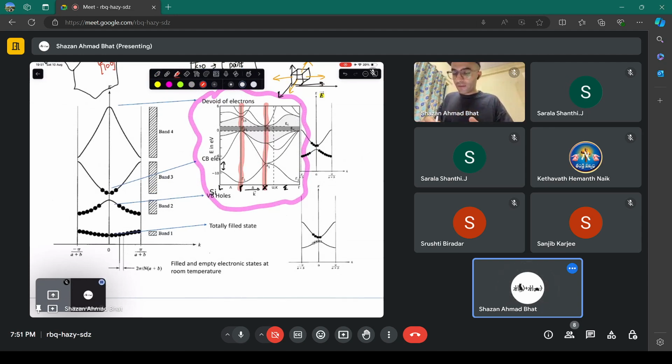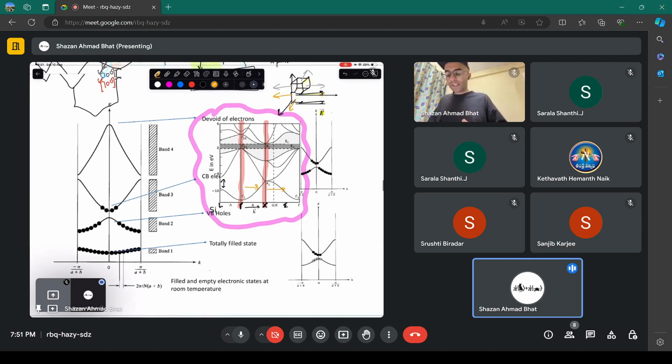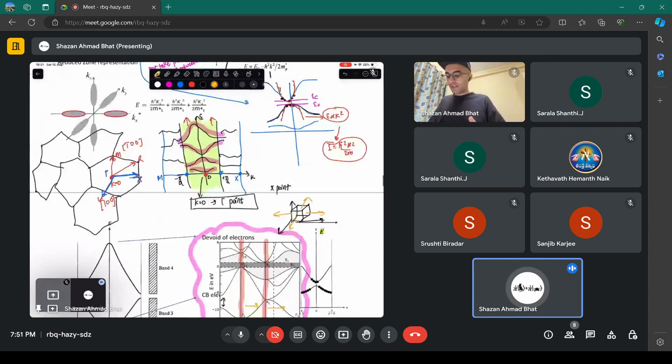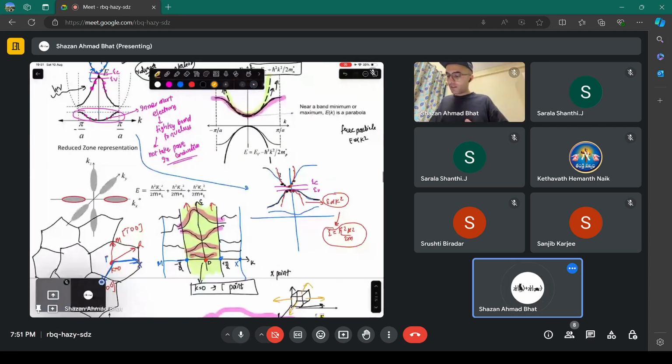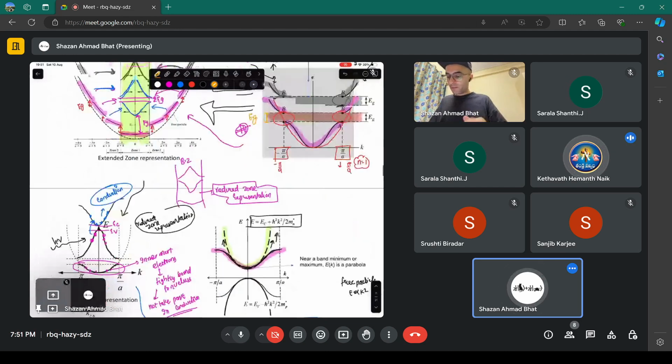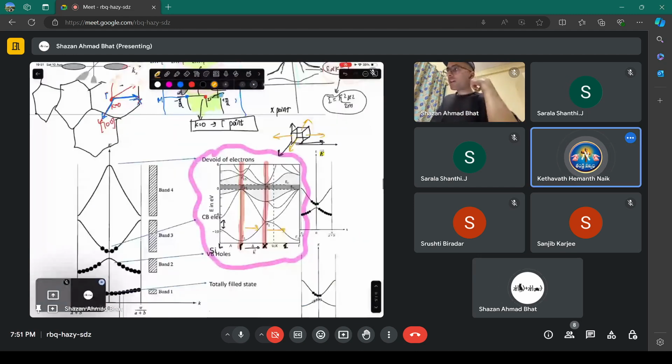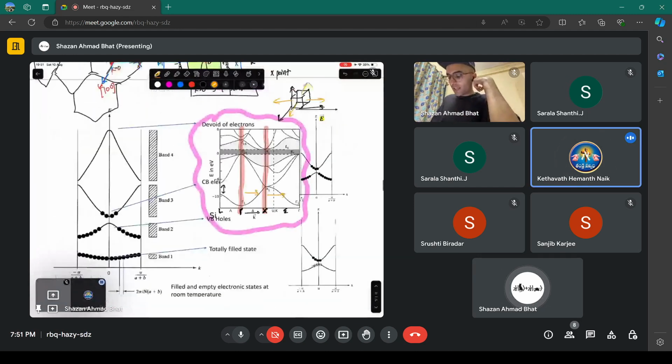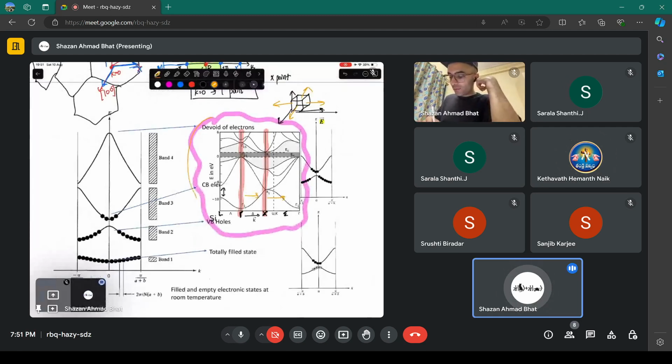So if you go from gamma to X, or you go from gamma to some other distance, some other direction, these are different directions as Miller indices. Okay, so that's it about the band structure. Basically, I think I explained it. That is the direction-dependent band structure. Yes, this is the overall actual direction-dependent band structure. Correct. You got it exactly correct.